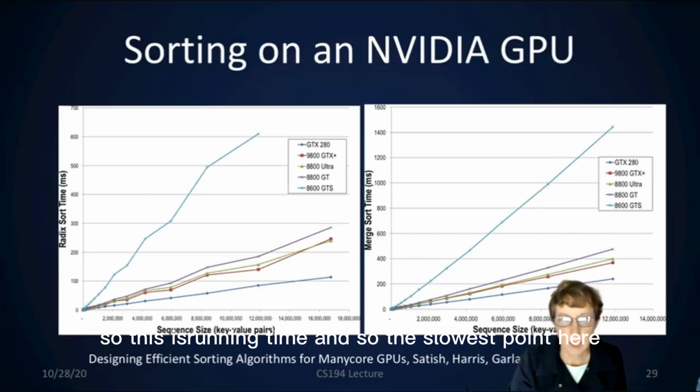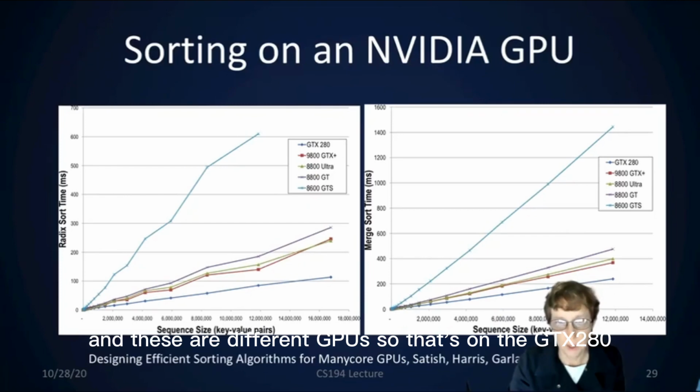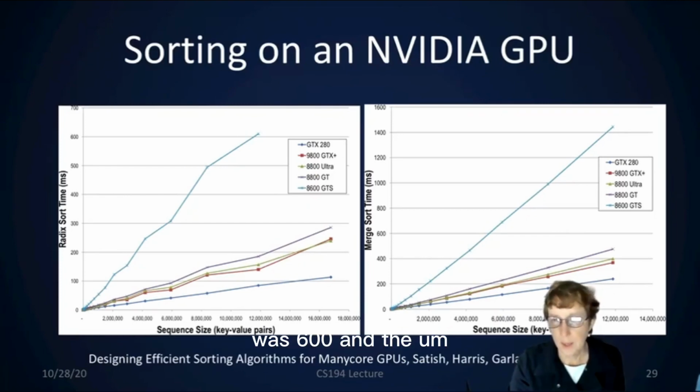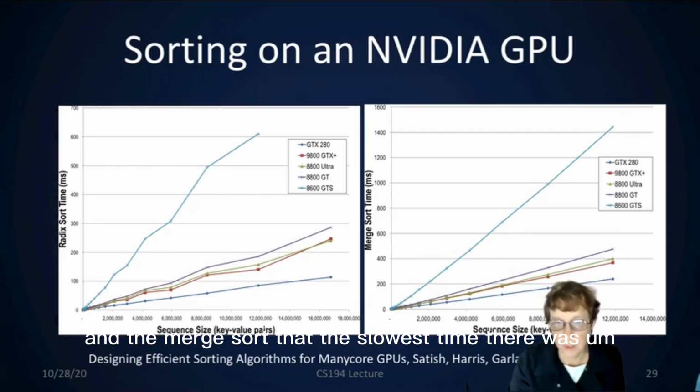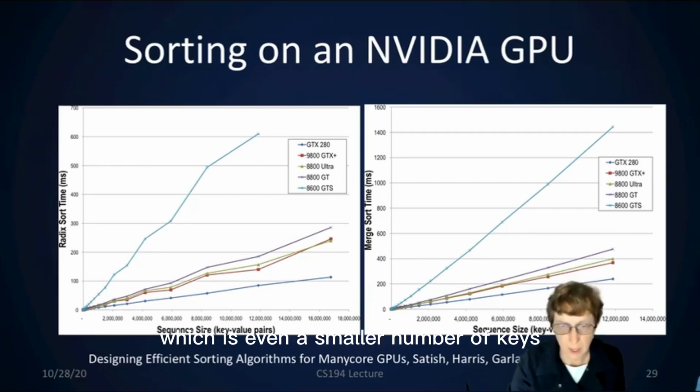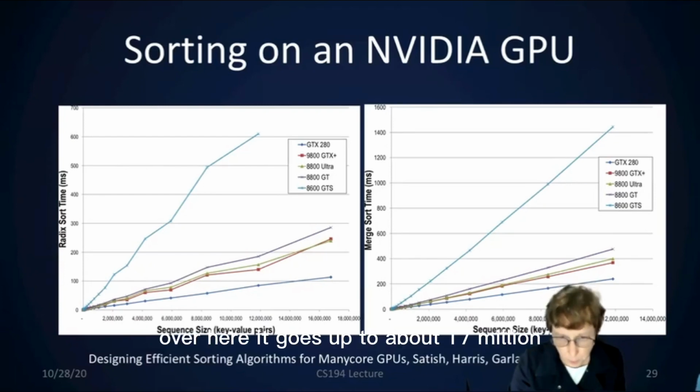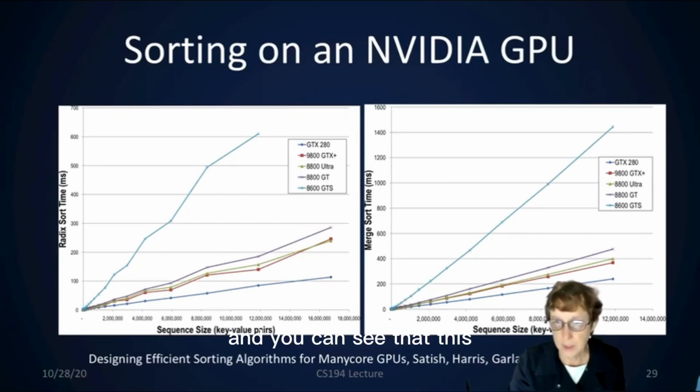So this is running time. The slowest point here, and these are different GPUs, on the GTX 280 was 600. And on the merge sort, the slowest time, which is even for a smaller number of keys, the keys end at 12 million, rather than over here, where it goes up to about 17 million. You can see that the merge sort time is over 1400 milliseconds. And even on the faster GPU, for example, you get faster running time on the radix sort.